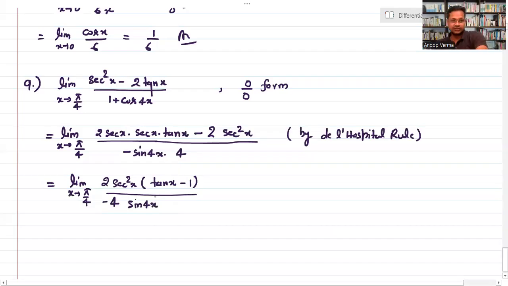Okay, so because we are putting x equals pi by 4, sin pi is 0 and the upper side is also 0, so this is again a 0/0 form. So we can again apply the L'Hospital rule. So this will be limit x tending to pi by 4, and we simply take the derivative.